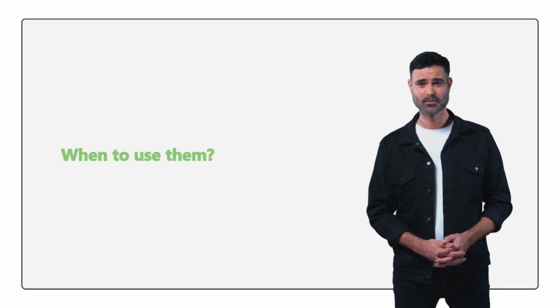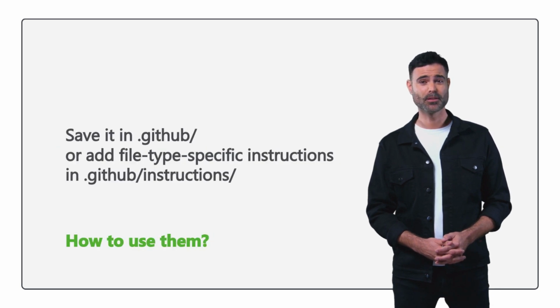How to use? Create your file from a sample or scratch. Save it in .github/ or add file type specific instructions in .github/instructions/. Copilot automatically applies them to every request.